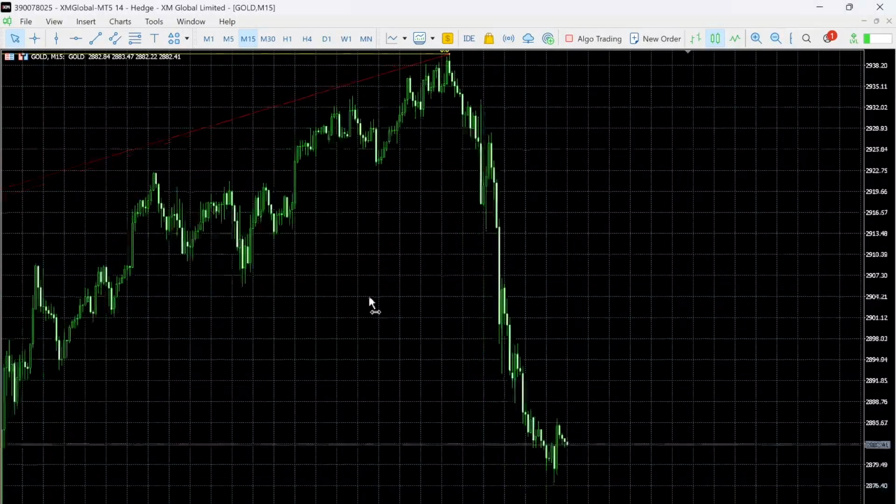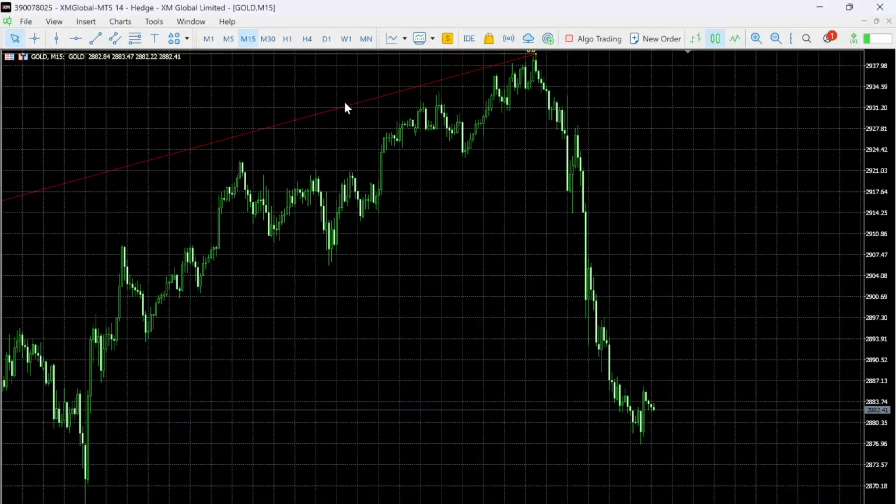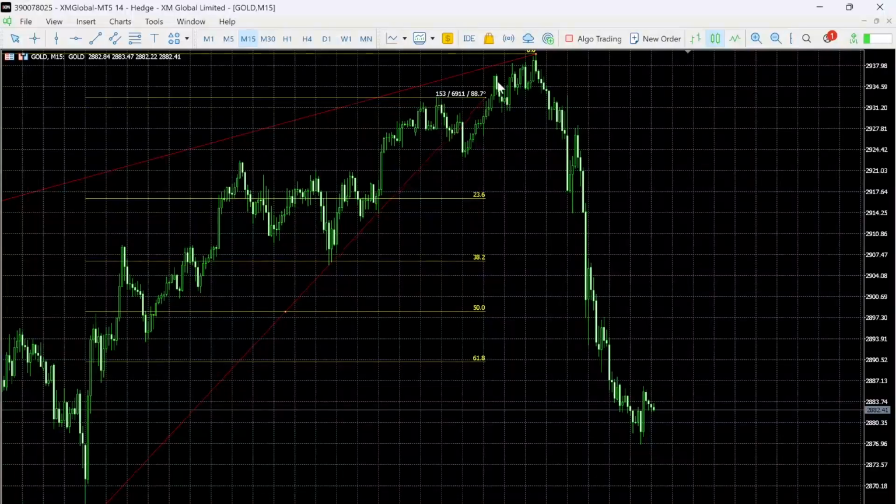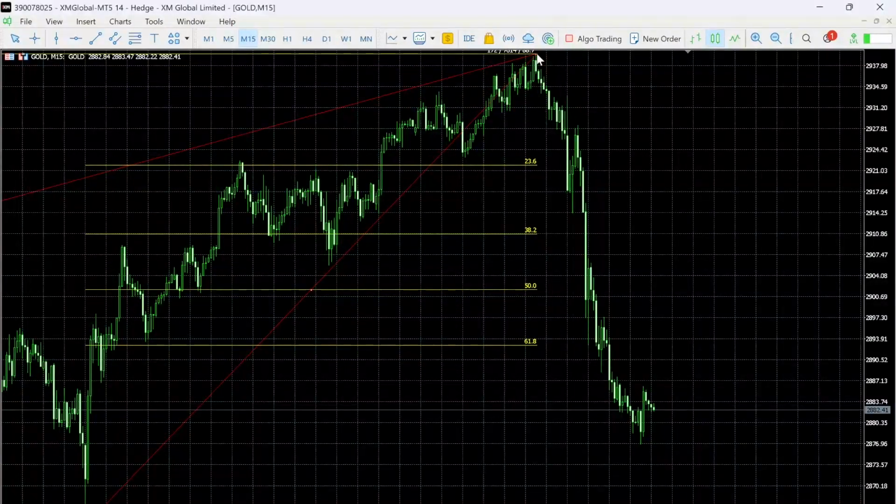Okay, so here I'm going to draw my fib. You can access it from here also. Fib retracement, from here, the swing low, to the swing high, this one. So here we shall buy on this level. We buy here, we buy here, and we buy here. You get what I mean?